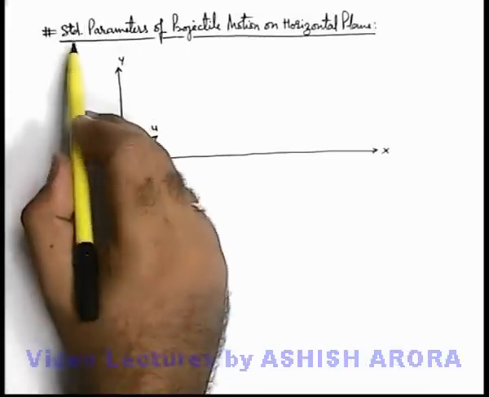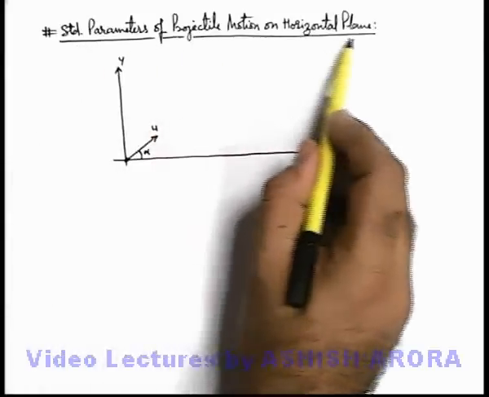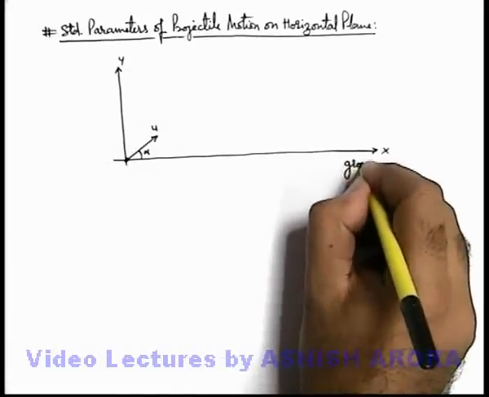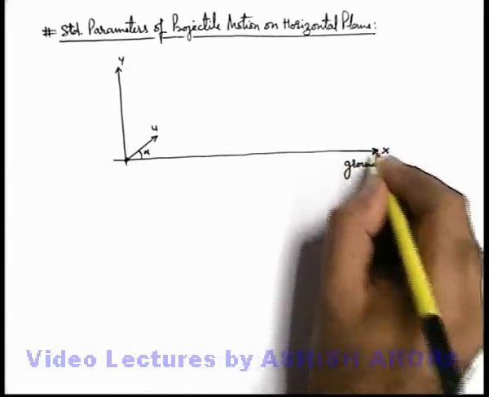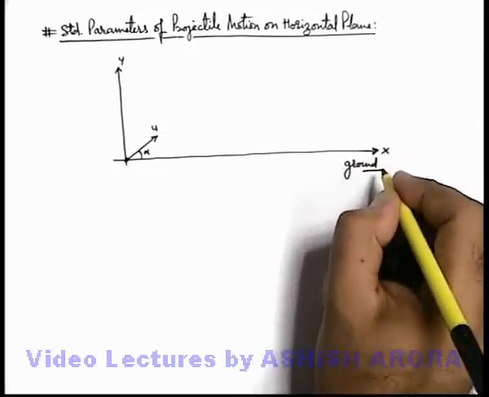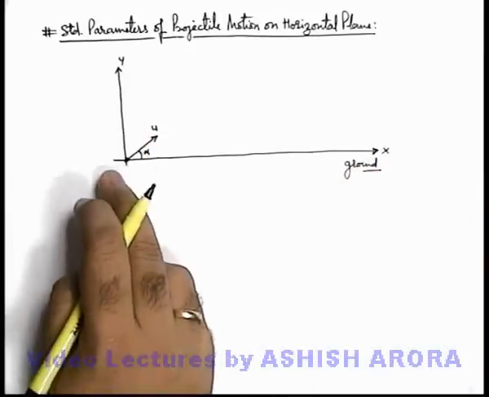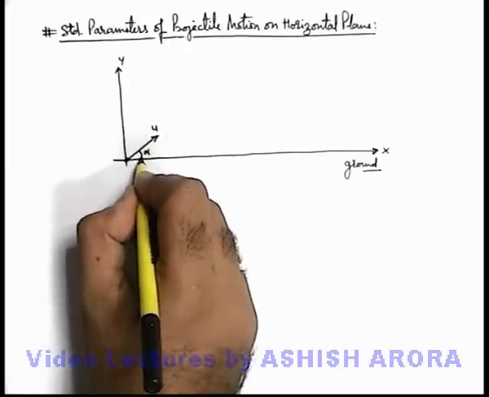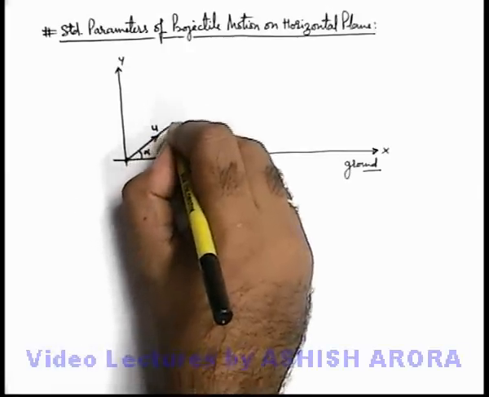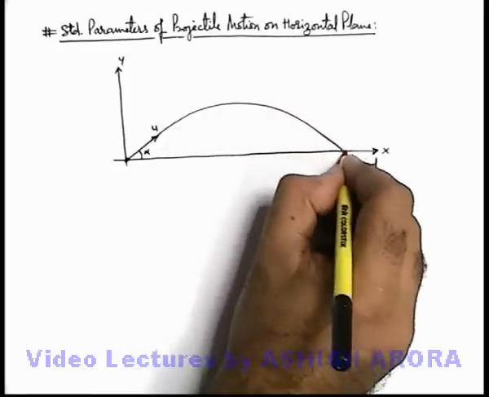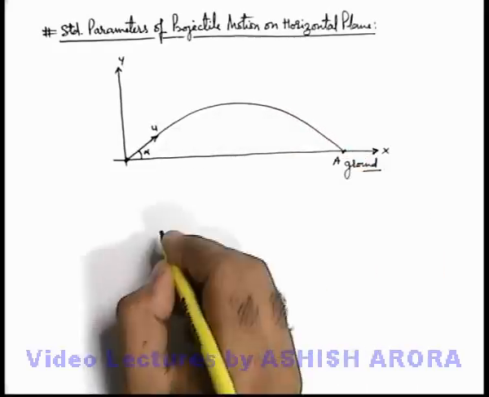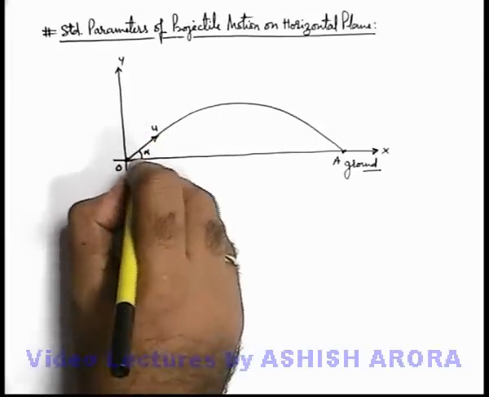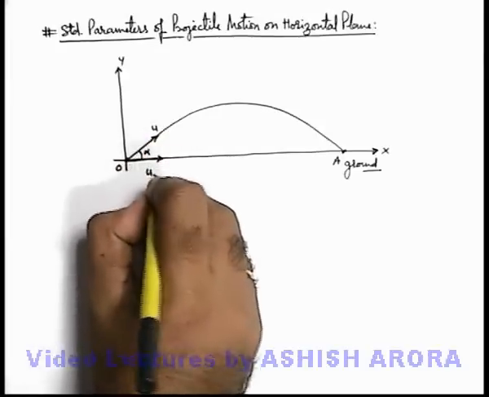Now let us discuss some standard parameters of projectile motion on horizontal plane. Say this is the horizontal ground. We take x-axis along horizontal ground and y-axis along vertical, and if we throw a body with an initial speed u at an angle alpha with the horizontal, it follows a projectile trajectory and finally hits the ground, say at point A.